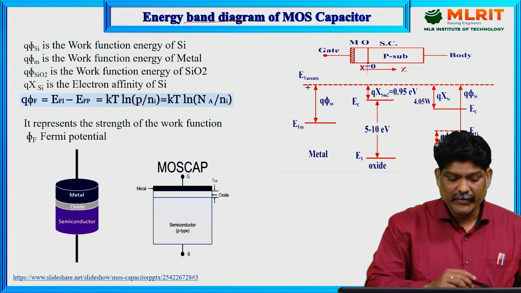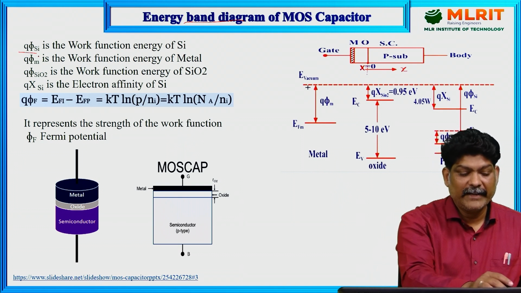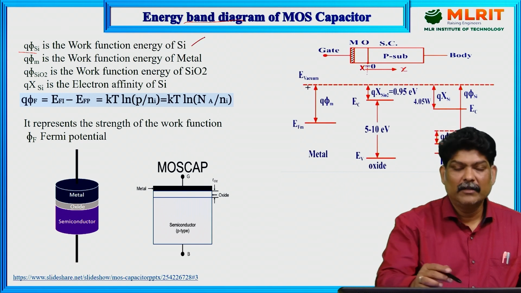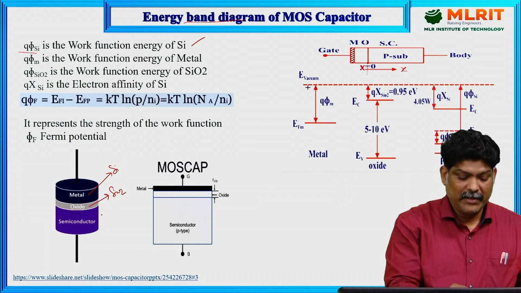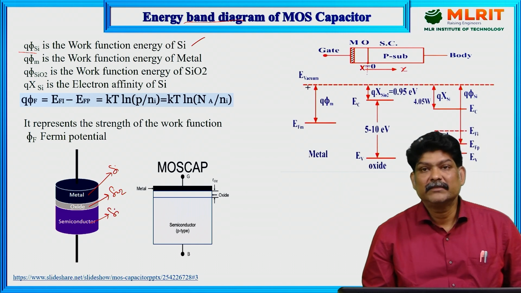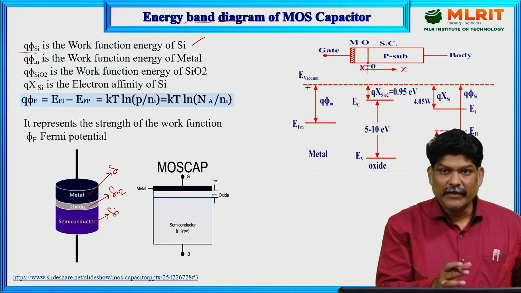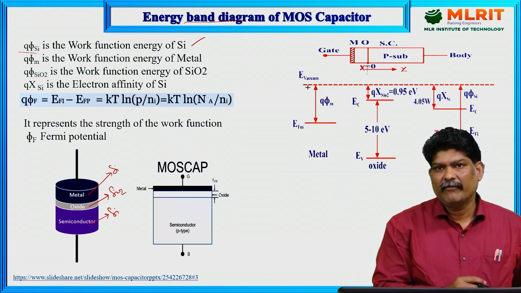So here you can observe Qφ_Si, the work function energy of silicon. Because there are three different layers, right? Polycrystalline silicon, then the SiO2 layer, and then the P-type or N-type silicon semiconductor material we have to use. That means all these are different materials, so all these have different work functions.